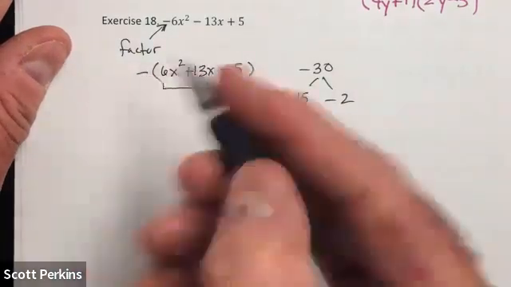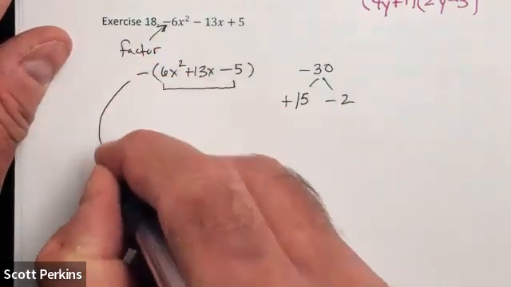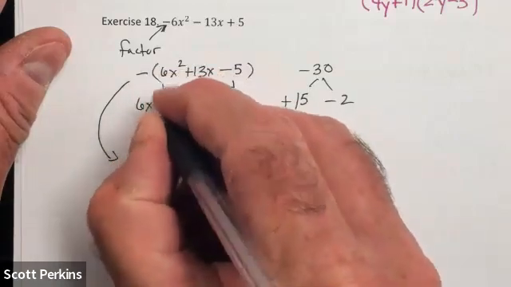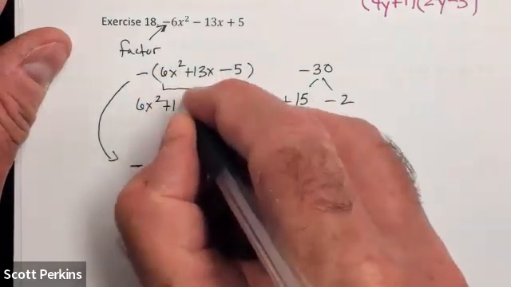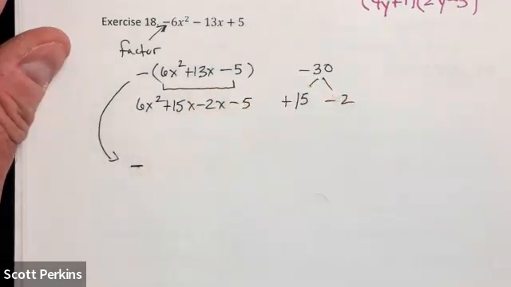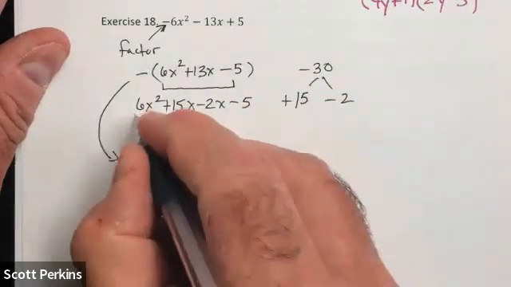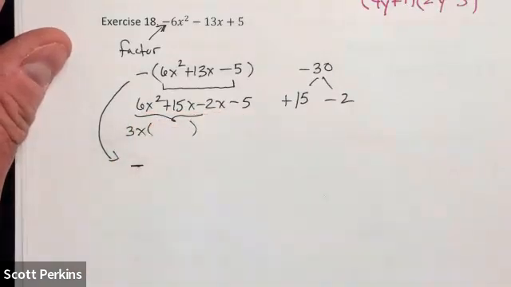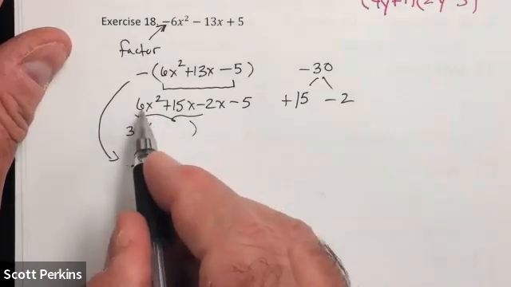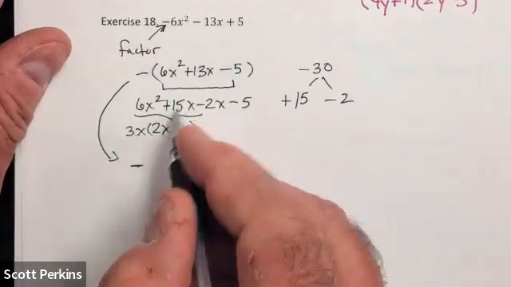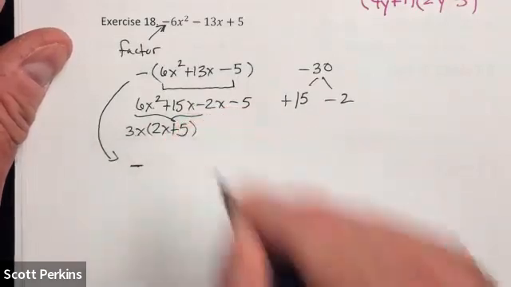So this negative, I'm just going to draw a little arrow. The negative will be part of my answer down here at the end. I'm not going to worry about it in the meantime. So now I'm going to take the 6x squared and then plus 15x and then minus 2x and minus 5. Factor out the 3 and the x from that first pair of terms. And so when I do that, 6x squared divided by 3x is 2x. 15x divided by 3x is plus 5.